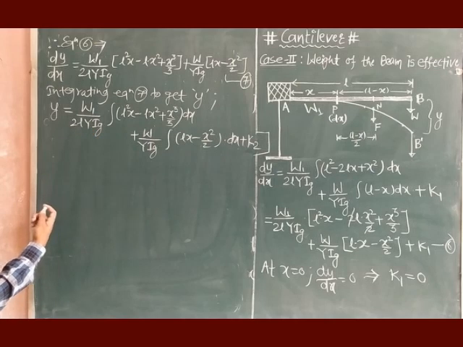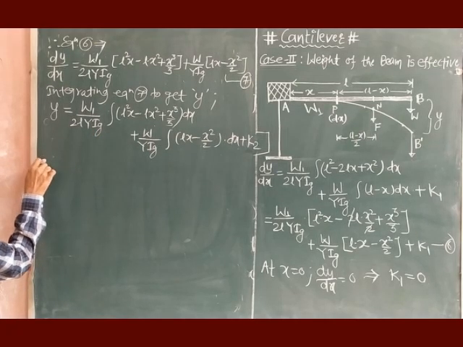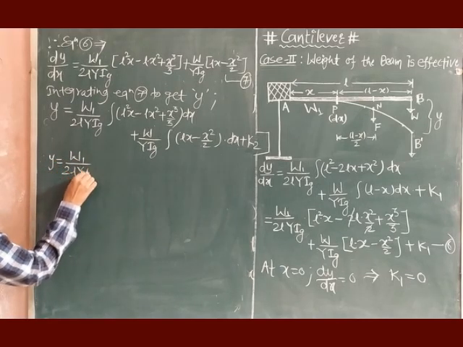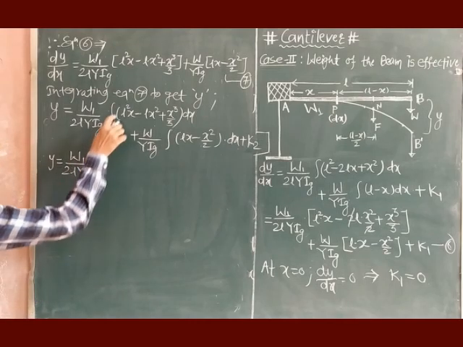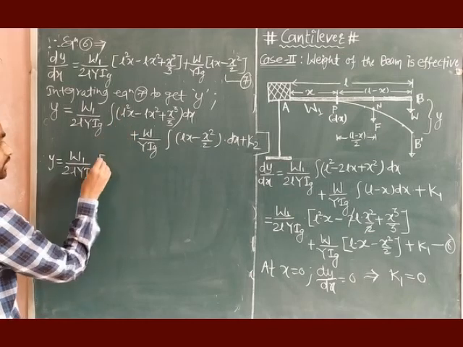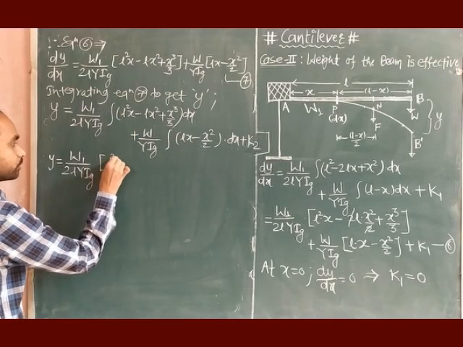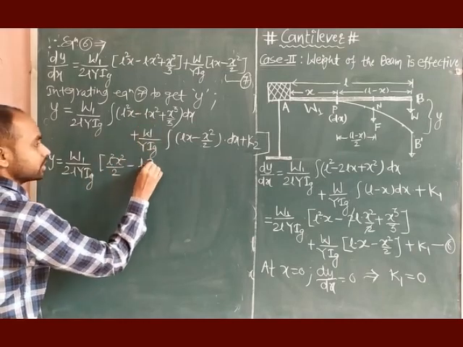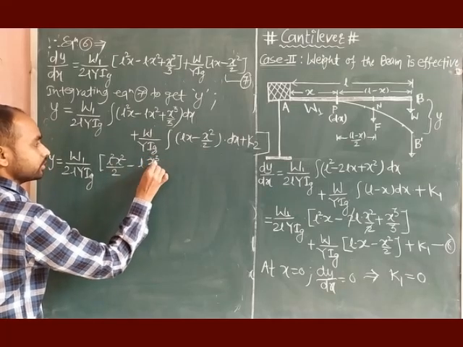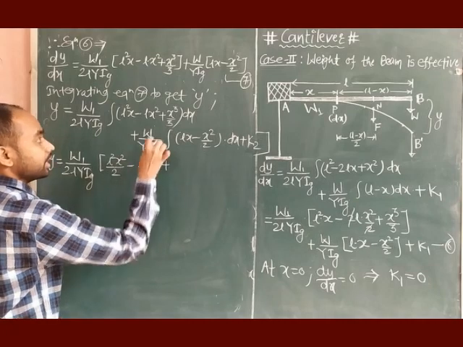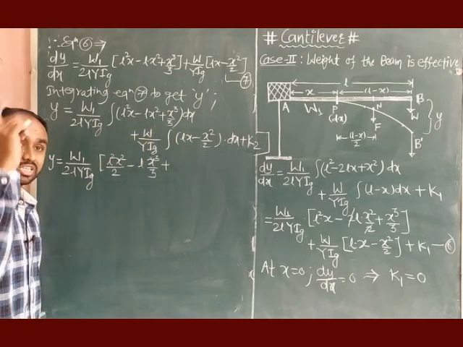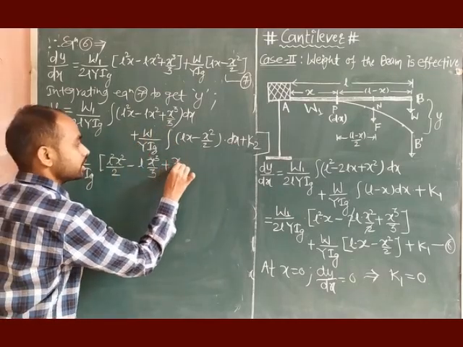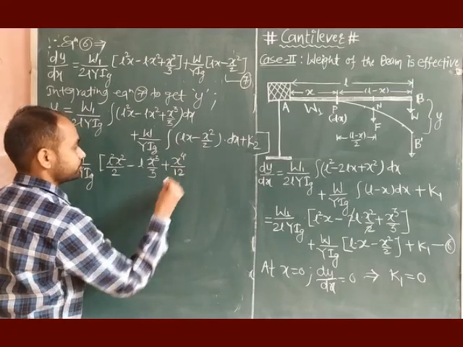So firstly let us take the integration. Therefore y is equal to constant w1 divided by 2lyig, as it is in bracket, now take the integration. l square is constant, and integration of x is x square by 2, so l square x square by 2 minus l is constant, integration of x square is x cube divided by 3, plus integration of x cube is x power 4 divided by 4, and already 3 was here, so 4 into 3 is 12, that means x power 4 divided by 12.